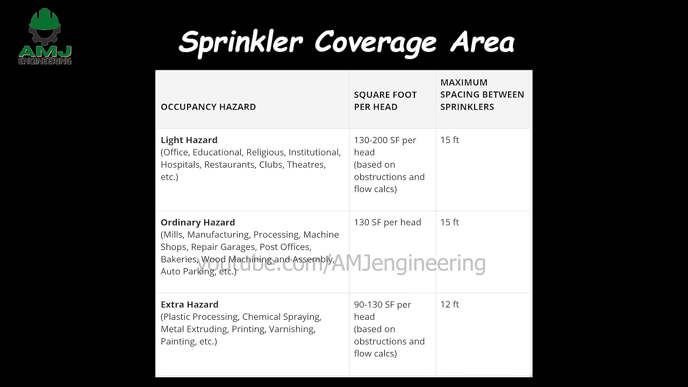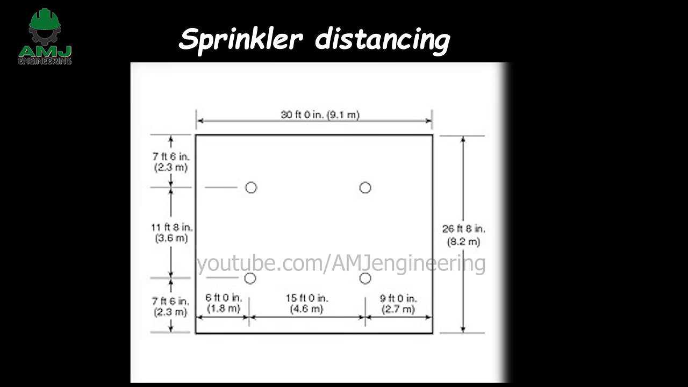For example, in a light hazard office area, the maximum coverage area per sprinkler head is 200 square feet, and the maximum design spacing between sprinklers is 15 feet. The maximum distance of a sprinkler head from a wall is half of the maximum distance between sprinkler heads. The minimum distance between sprinklers is typically 6 feet.